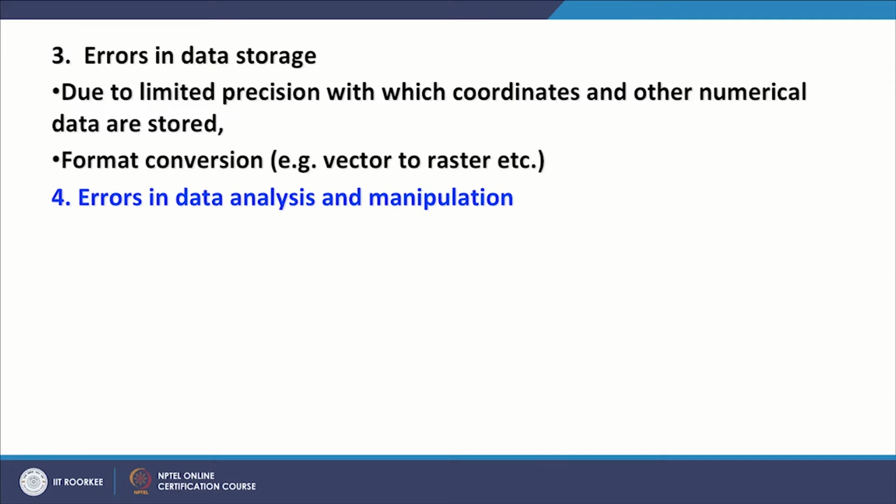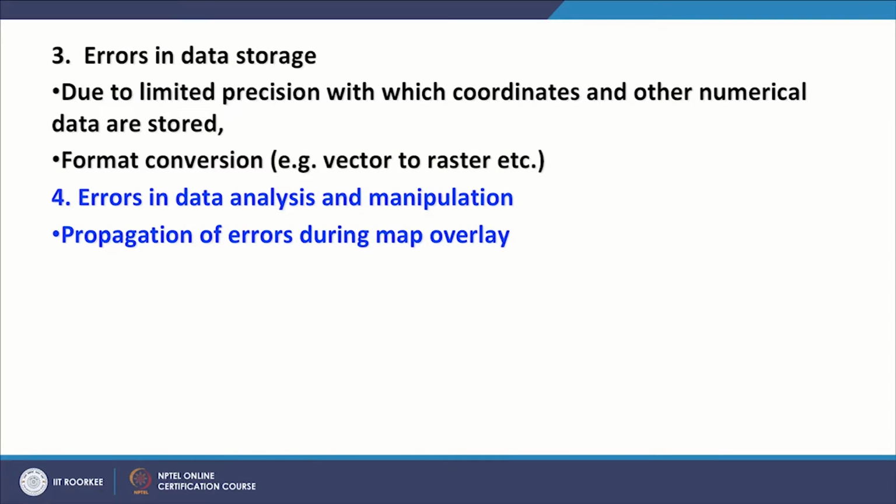When we are doing the analysis, if we are not taking care, we may introduce some errors in our results. For example, propagation of errors during map overlay, because when you are doing map overlay of multiple vector polygon maps, the resulting map may have hundreds of polygons, and if something is wrong in one of the input maps, then the error will propagate in my output map.